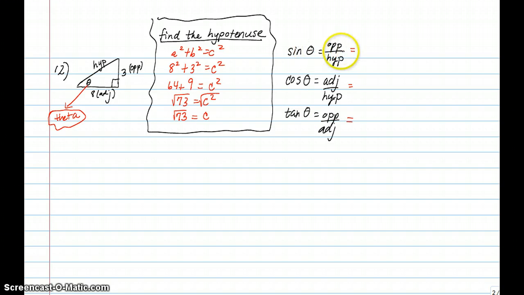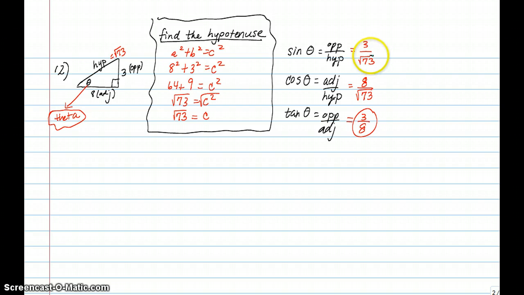We've got sine of theta is opposite over hypotenuse. Well, we know opposite is 3 because it's directly opposite the hypotenuse. And we know that c, or the hypotenuse, is the square root of 73. Let's actually write that in this. So the hypotenuse is the square root of 73. And the adjacent is 8 over the hypotenuse, which is the square root of 73. And then the opposite is 3, and the adjacent is 8. This one's finished. Please do not change it to a decimal. Leave it as a ratio.